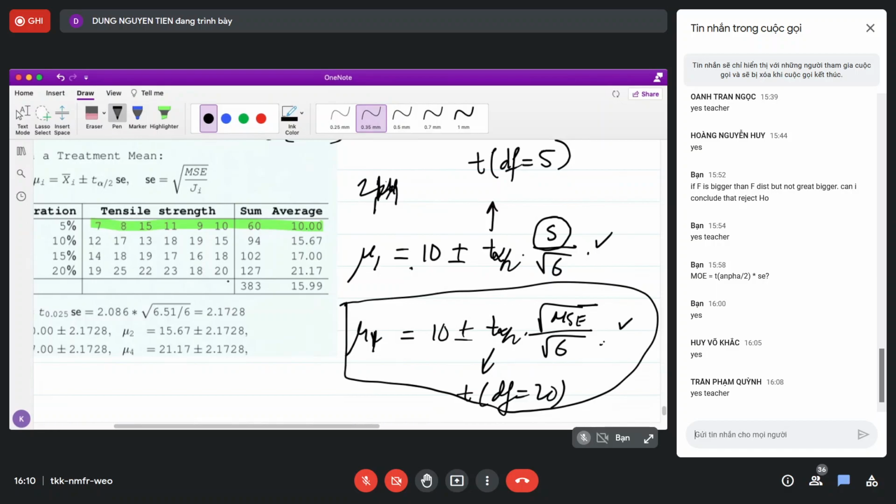We use all 24 observations instead of only 6 observations. The more information you have, the better the approximation. Understand? That's why the second approach is better than the first one. Is that all clear, everybody? It is okay.